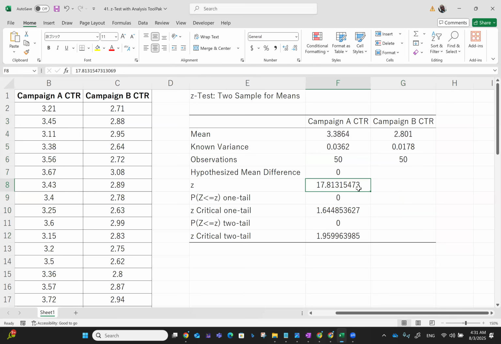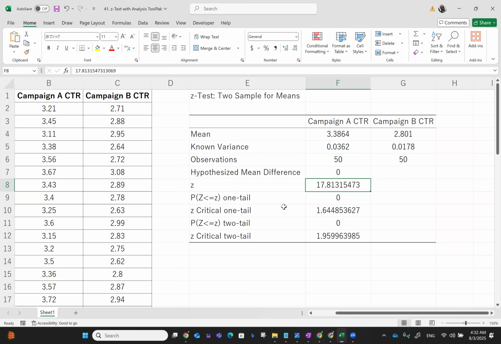Okay. Now, the mean click-through rate for campaign A is 3.3864. For campaign B, it's 2.801. The known variance, of course, we have those values. The observations, 50 each. Hypothesized mean difference is 0. The Z value is 17.81, and so on. Then probability for one tail. Okay, yeah. Let's see, how do we actually read this result, right?